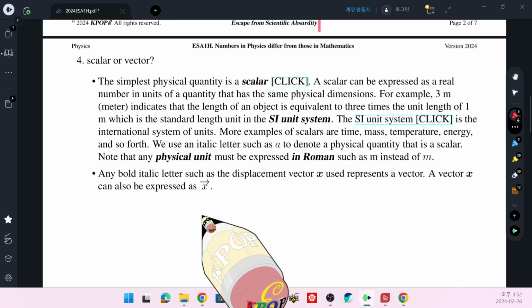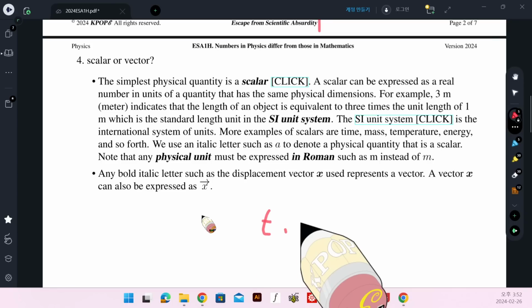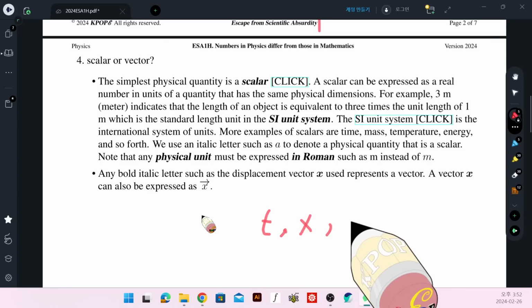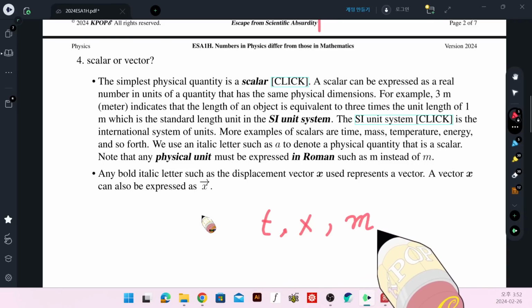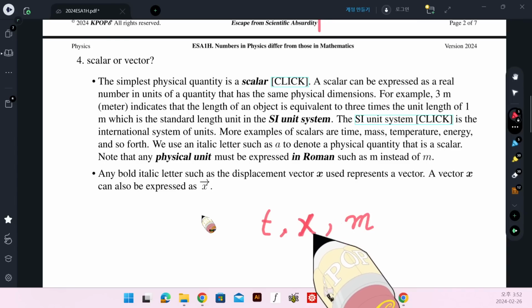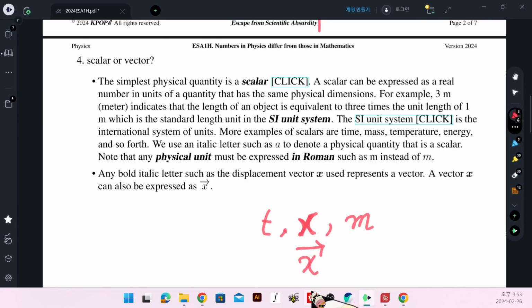Number 4, scalar or vector. The simplest physical quantity is a scalar. We know time t, position x, mass m, they are all scalars. Any physical quantities are written in an italic letter. And if we introduce a bold-faced italic letter, or an italic letter with an arrow on top of it, then we denote them by vectors.